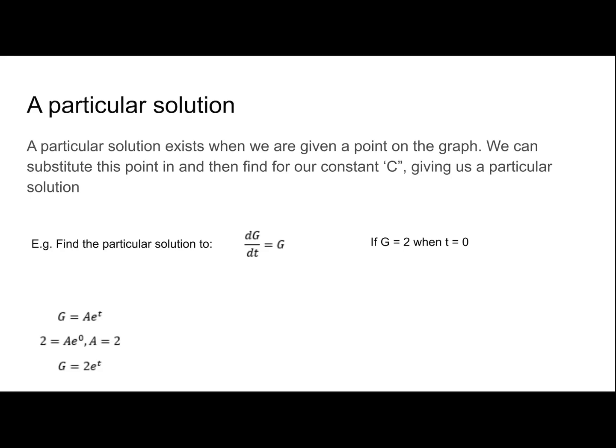And if we substitute our original point, so g equals 2 and t equals 0, we'll get 2 equals a times e to the power of 0, and therefore a equals 2. Therefore, we should get our equation g equals 2 times e to the power of t.